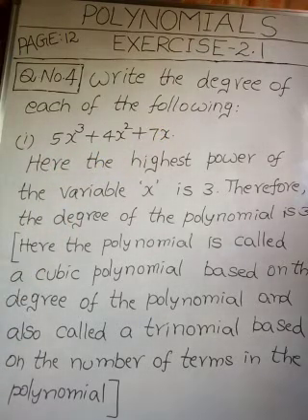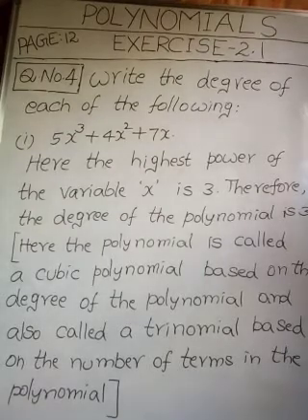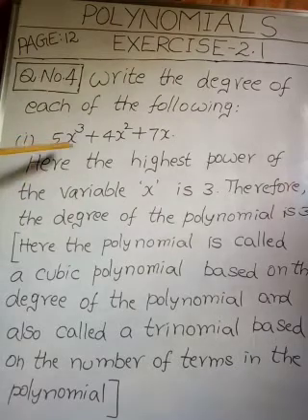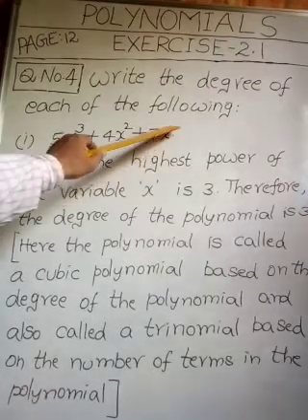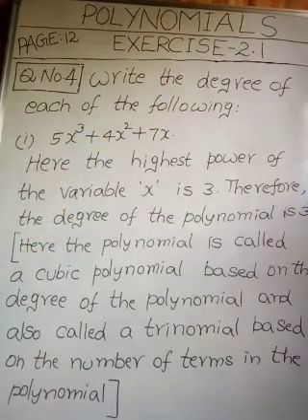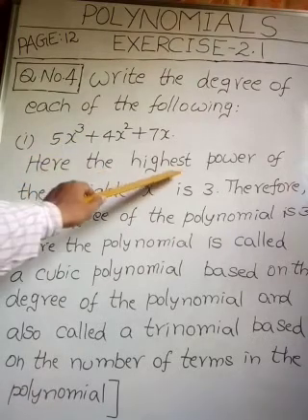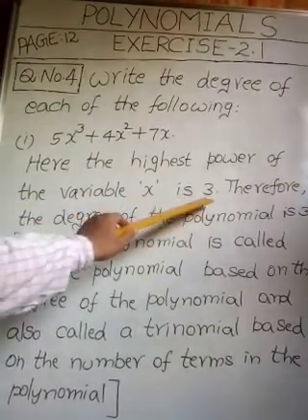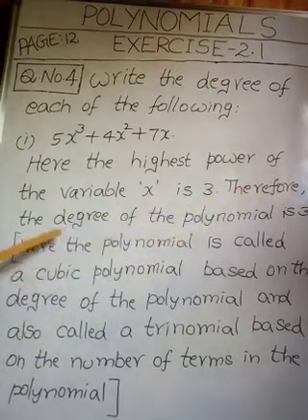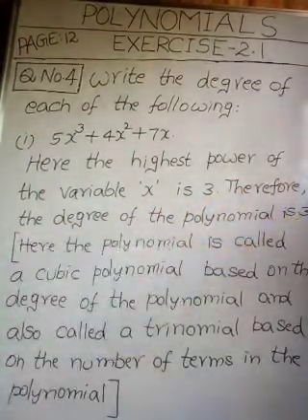How do you find the degree of a polynomial? The highest power of the variable in the polynomial is said to be the degree of the polynomial. So what is the exponent of x here? 3. What is the exponent of x here? 2. What is the exponent of x here? 1. So what is the highest exponent, the highest power of x? 3. So here the highest power of the variable x is 3. Therefore the degree of the polynomial is 3.